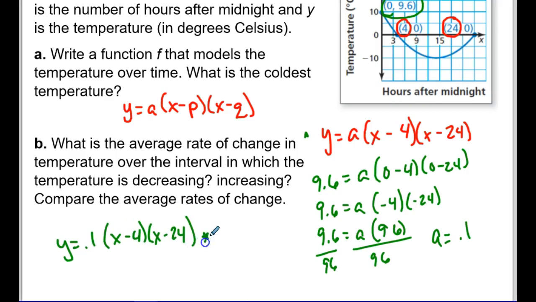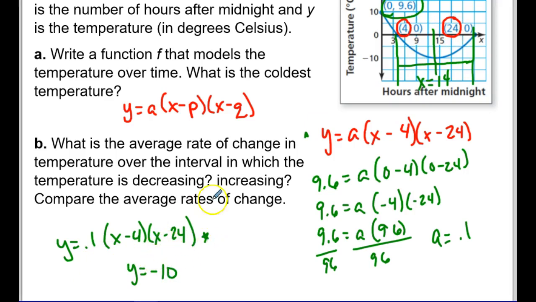There is my equation. Now I'm asked, what is the coldest temperature? So I know the coldest temperature is going to be the minimum. And I know that the minimum comes when my x value is exactly halfway between my two intercepts. So I go from 4 to 24, and I want to find the middle. And I know that the middle of that is going to be when x equals 14. So I can plug in x equals 14 for both of these x values, right? And I found that because that's the middle. So I plug that in and I end up with y equals negative 10.